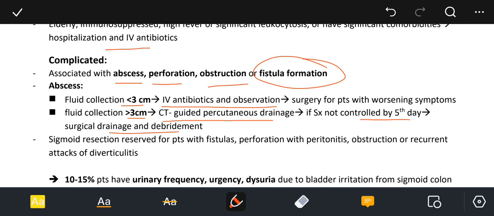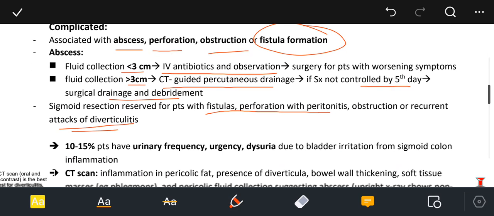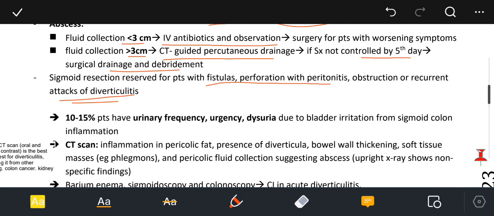Sigmoid resection is reserved for patients with fistulas, perforation with peritonitis, obstruction or recurrent attacks of diverticulitis. 10 to 15% of patients have urinary frequency, urgency and dysuria due to bladder irritation from sigmoid colon inflammation.